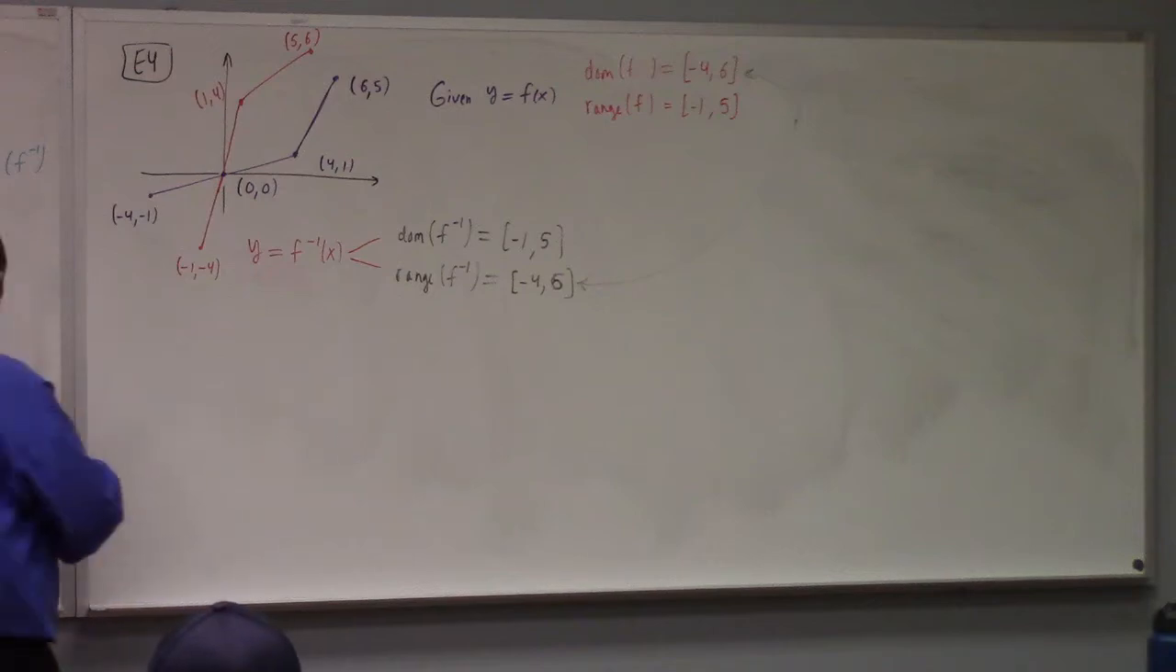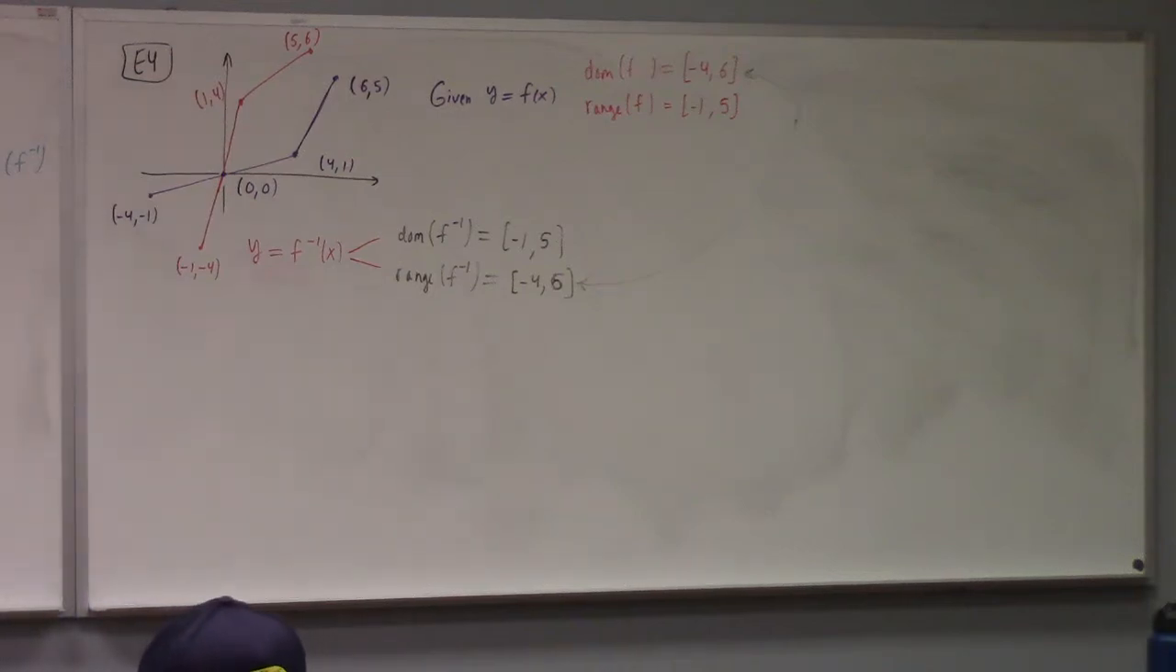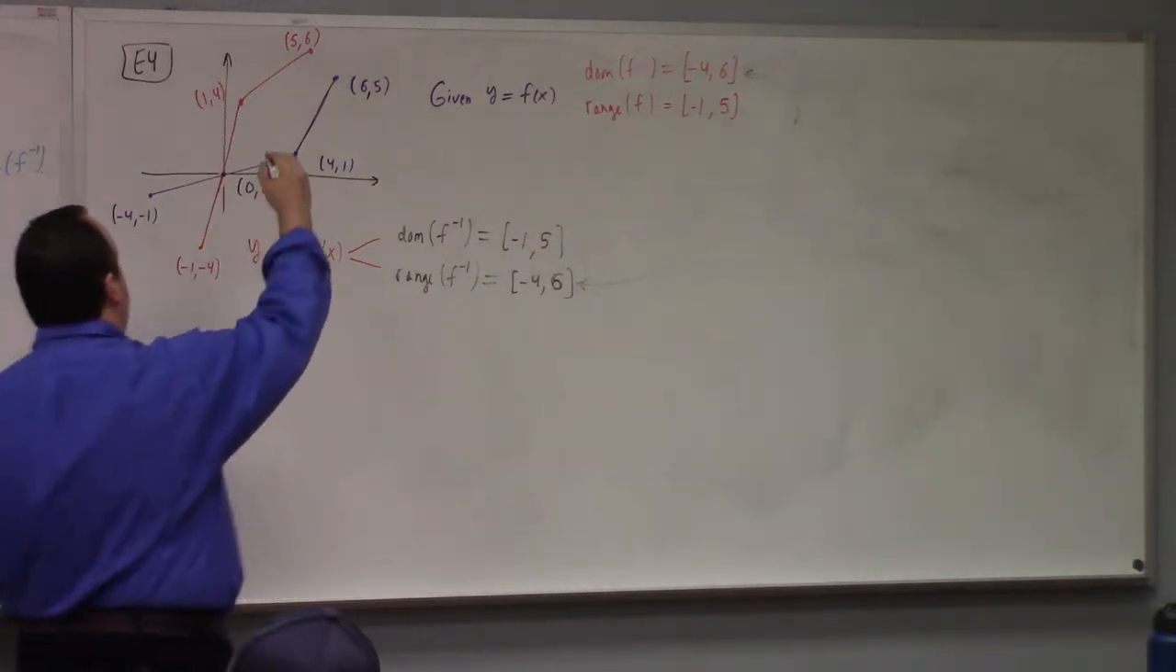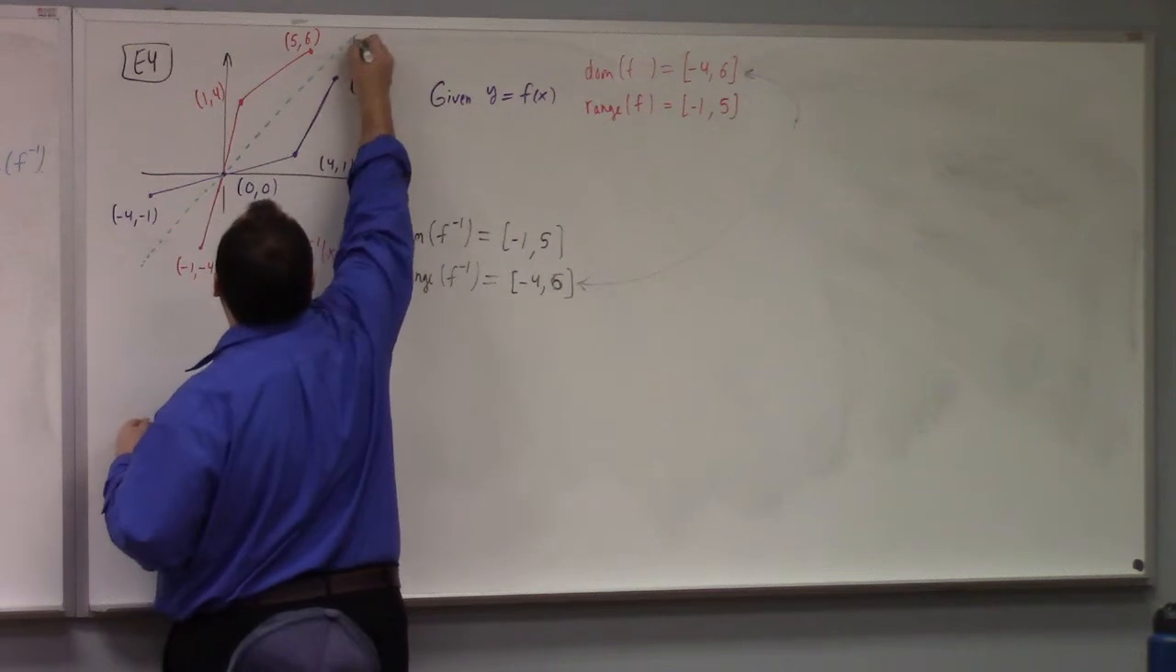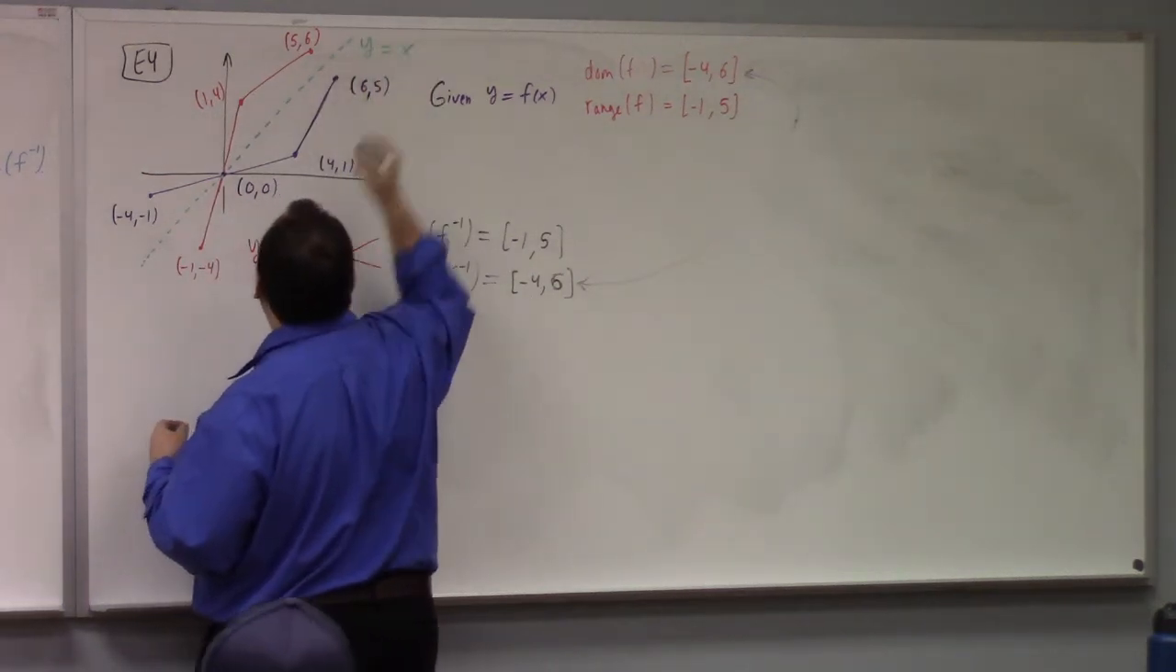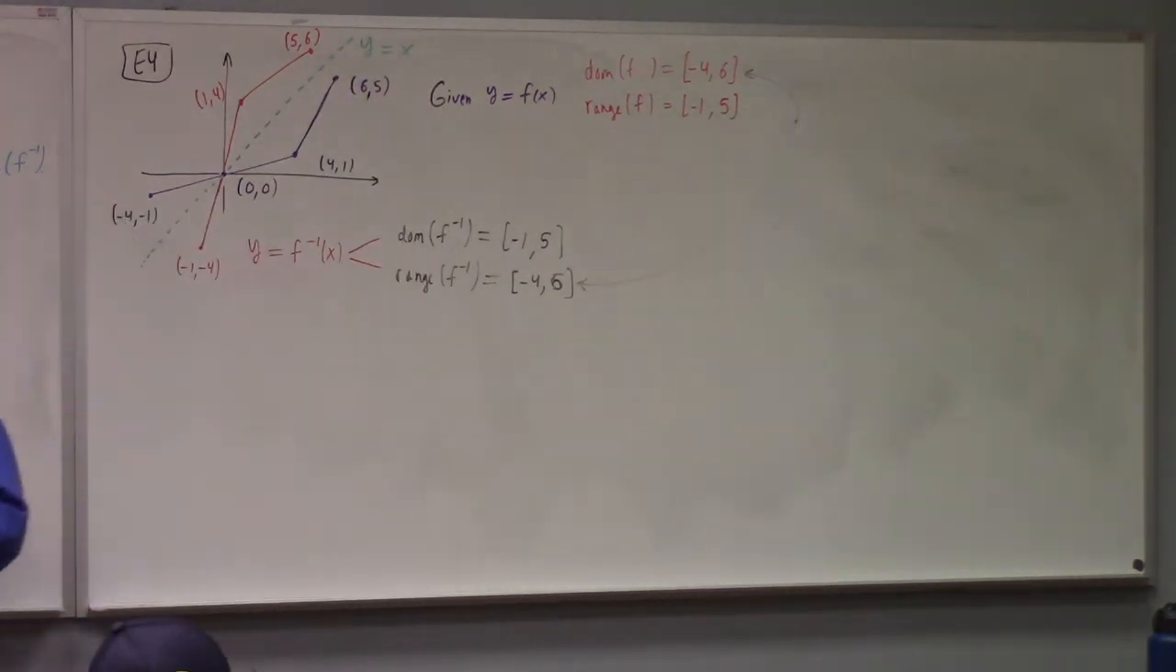And then if we did it right, you should be able to see that there's a symmetry of the two graphs about the line y equals x. You don't have to draw the line y equals x, but it's helpful to check. Shall we do another? Let us do another.